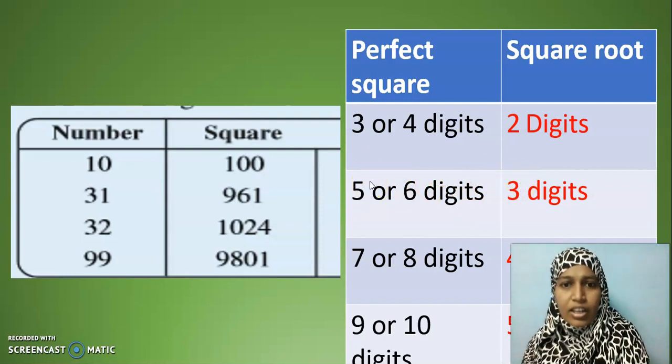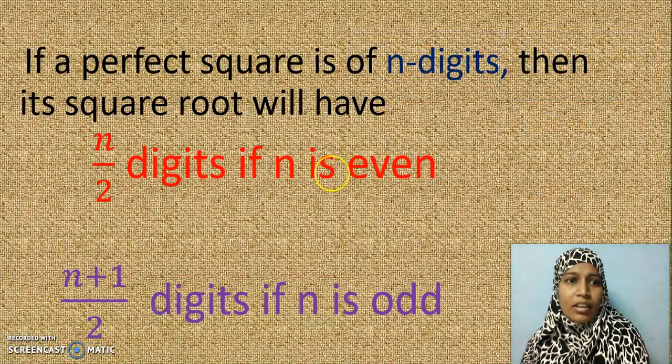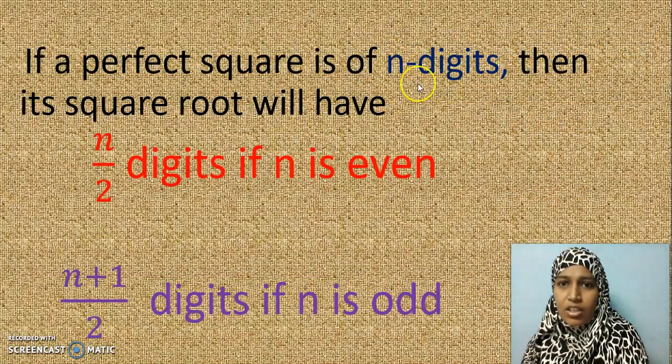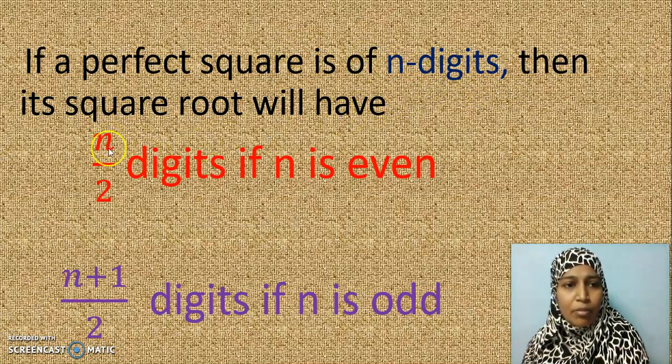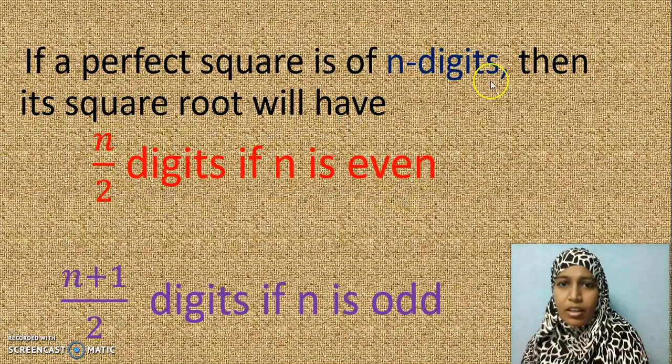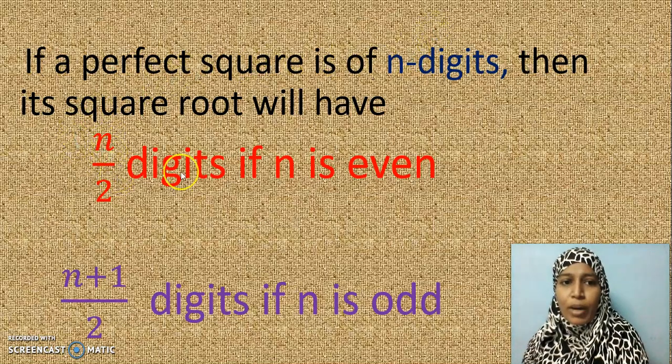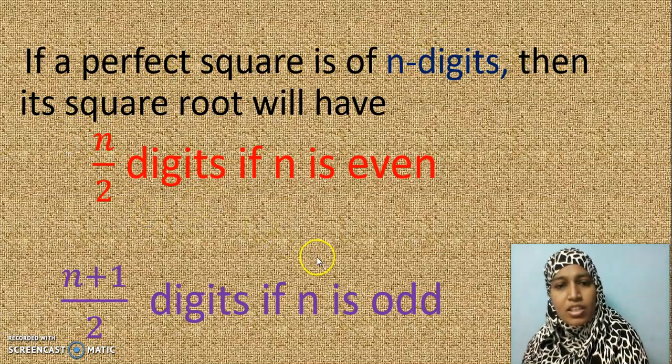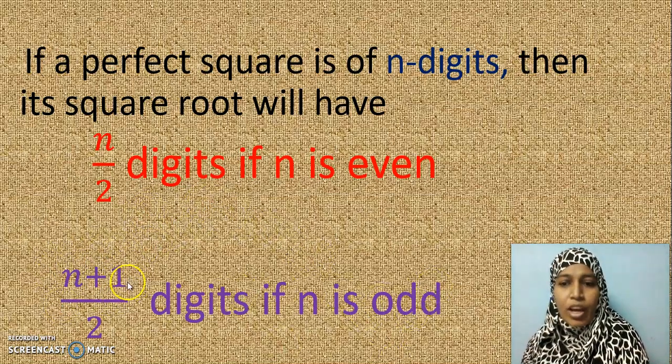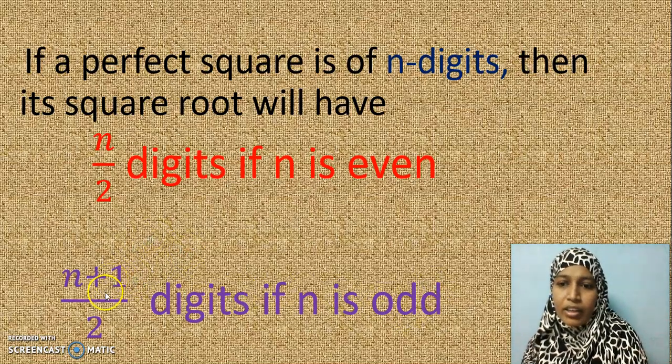So, I can generalize it as: if a perfect square is an n-digit number, then its square root will have n by 2 digits if n is even. That is, if it has 4 digits, its square root will have only 2 digits, 4 by 2. If it has 5 digits, 5 plus 1 by 2, because 5 is an odd number. So I have to convert it into an even number by adding 1 and then taking half of it. Understood, my dear children? This generalization you may have in your 1 mark questions or in MCQs.